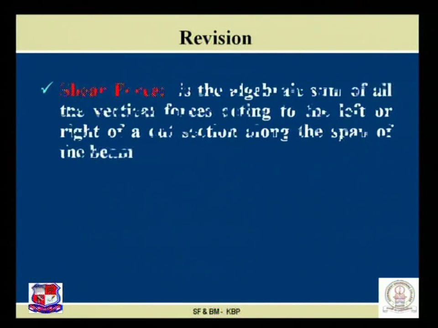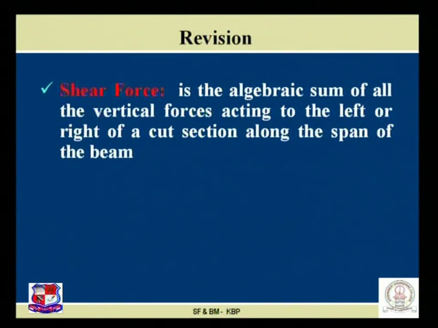Now next, how will the shear force be defined? Shear force is the algebraic sum of all the vertical forces acting to the left or right of a cut section along the span of the beam. The interesting point is that it is the algebraic sum of all the vertical forces, maybe on the left side, maybe on the right side.